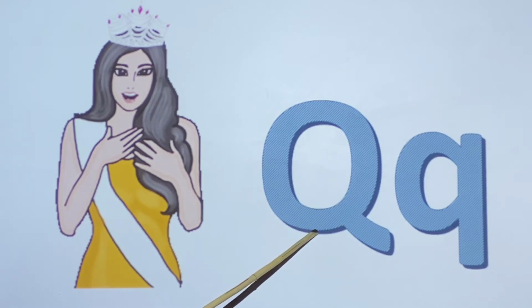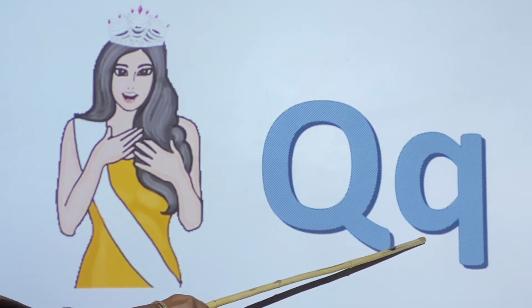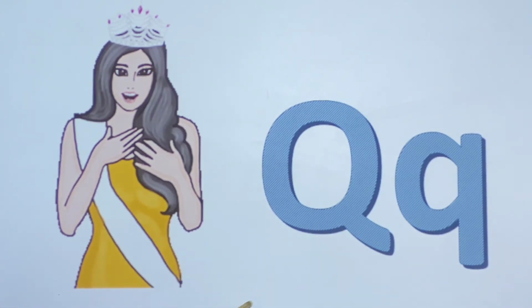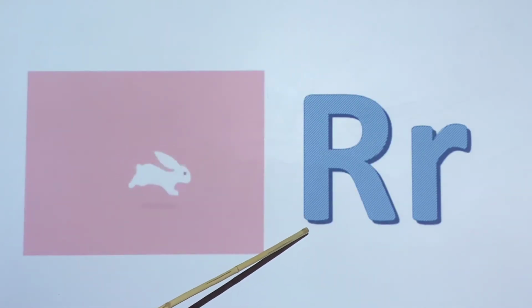What is that? Q. Capital Q. See, queen. Yes, she is a queen. Very good. Capital Q. See here. And this one is small q. What is this, children? Small q. Q for queen. Very good. And the next one is, see here.